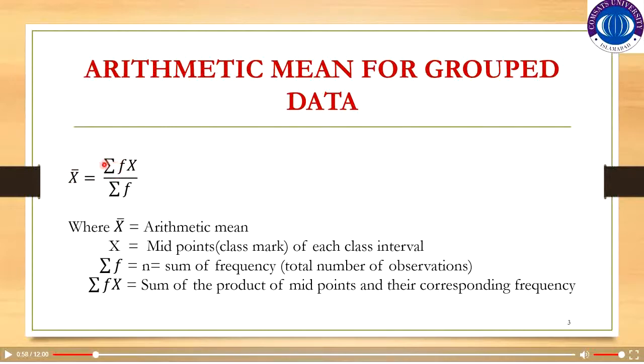Summation represents the sum. So, summation f represents the sum of frequency, and sum of frequency is the total number of observations. That's why we can also write n instead of summation f. Now, summation fx. Summation fx is the sum of product of midpoints and their corresponding frequencies.